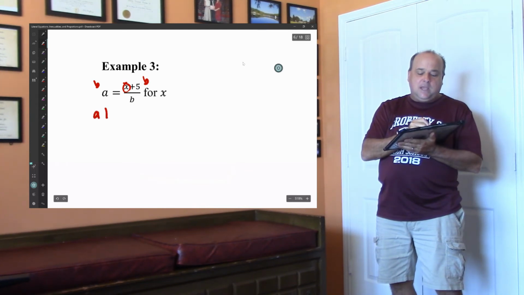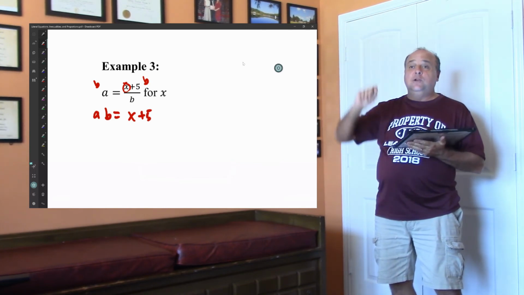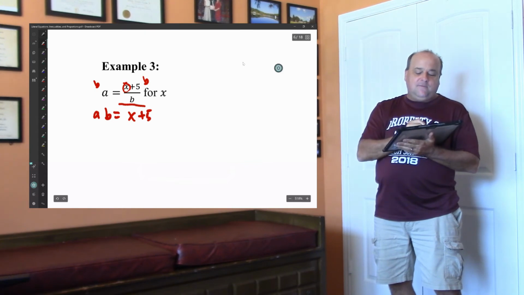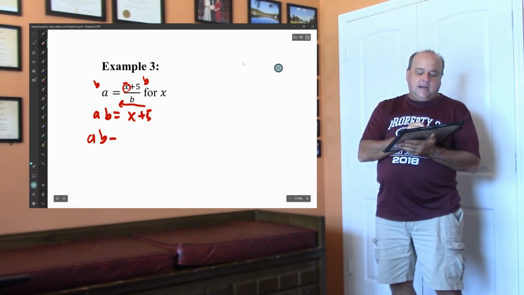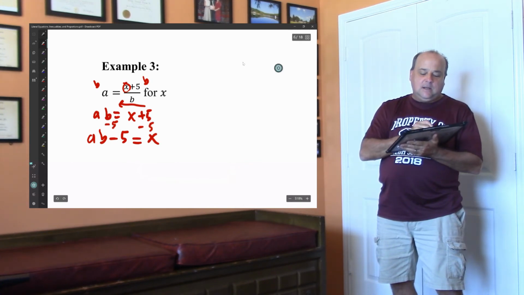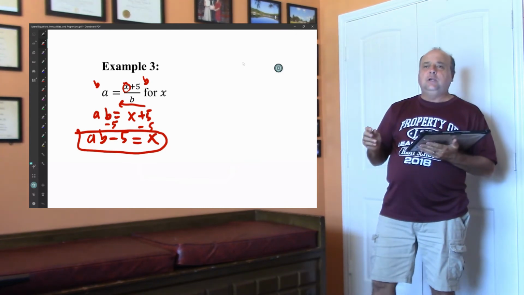So we have ab equals x plus 5. Notice the fraction went away because the b went into the numerator, didn't it? Now then, to get the x by itself, we've got to move that 5, don't we? So ab minus 5 equals x. The 5 is going to switch signs. That right here is the answer. ab minus 5 equals x.